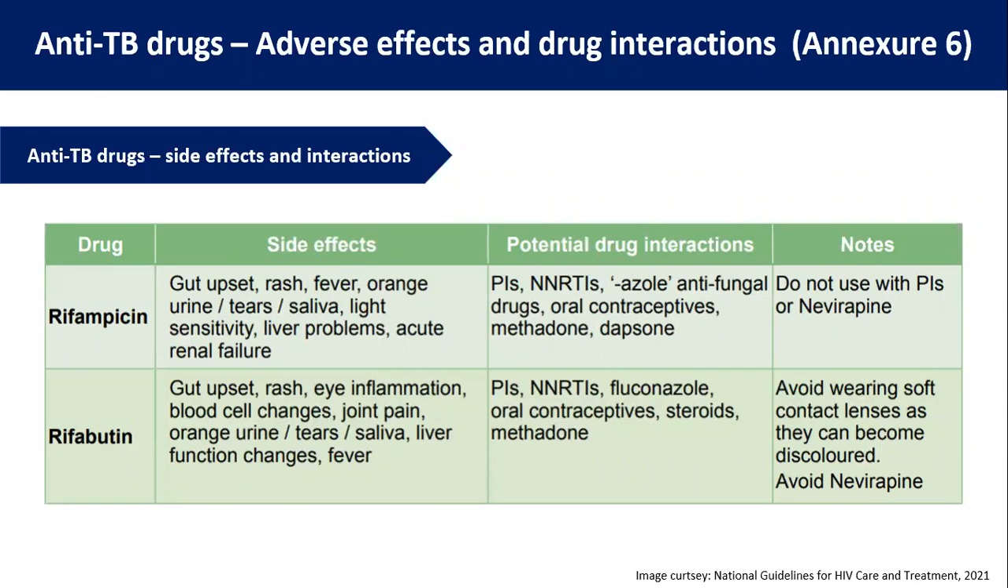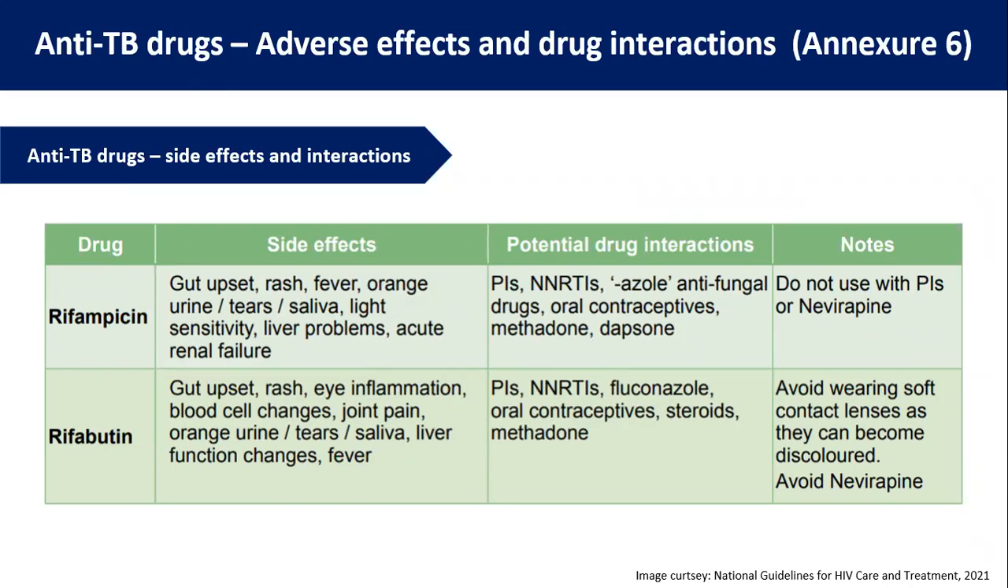Now, drug interaction, rifampicin and rifabutin. We know rifampicin is a potent enzyme inducer, a hepatic P450 enzyme inducer, and PIs and NRTIs are also substrates for the same enzyme system. So if we use rifampicin in the presence of PI or NRTI, there will be a reduction in the blood level of the NRTI and PI, and there will be ART treatment failure. So we should not use rifampicin along with nevirapine and PIs.